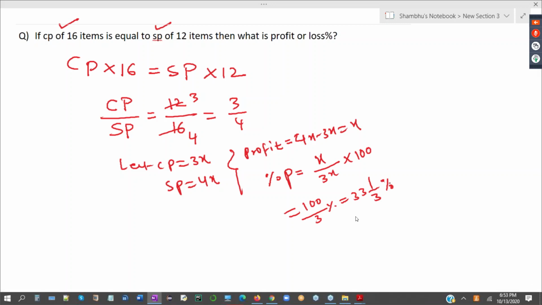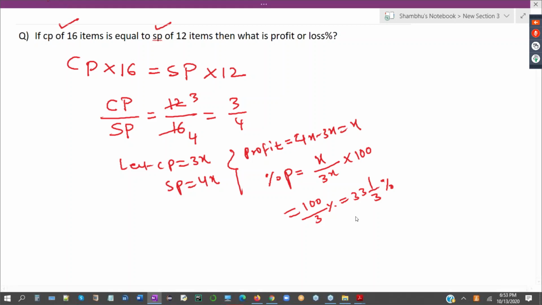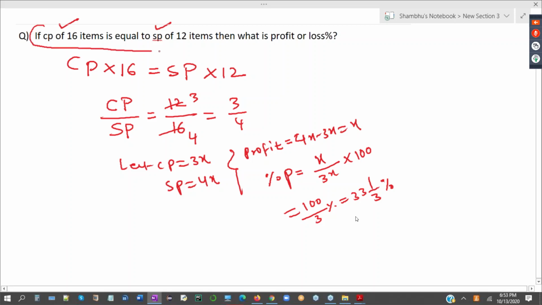If a question comes like this, because this is also one important question: CP of 16 items is equal to SP of 12 items, then what is the profit percent or loss percent? So the same statement you have to write in equation form. Like CP into 16 articles is equal to selling price of 12 items. Then put in ratio CP by SP and I get what is profit or loss.